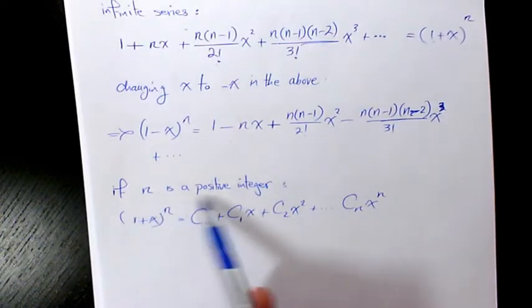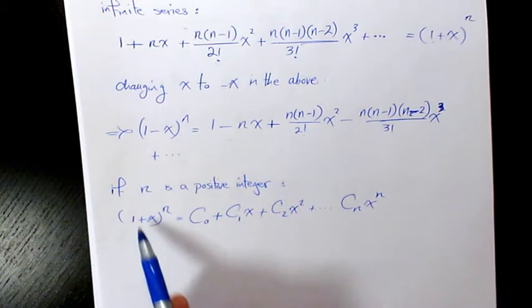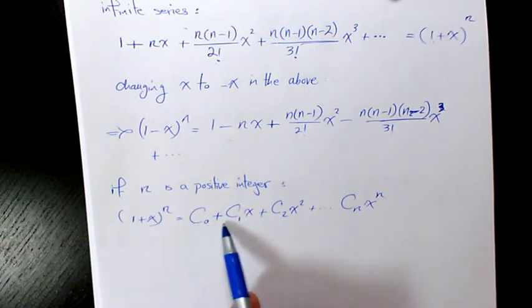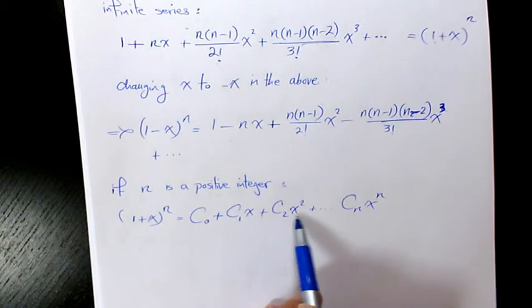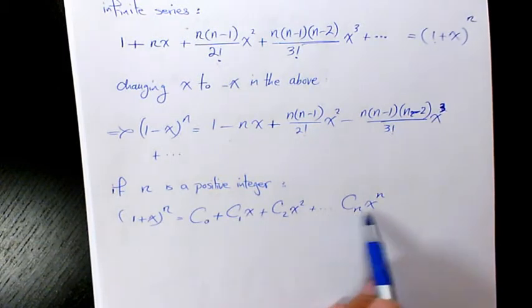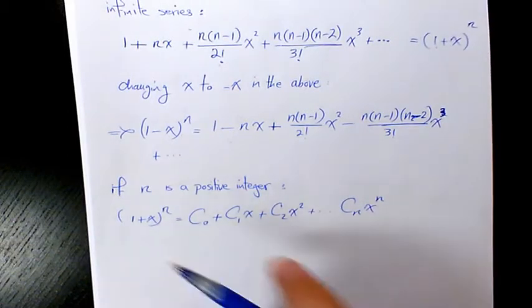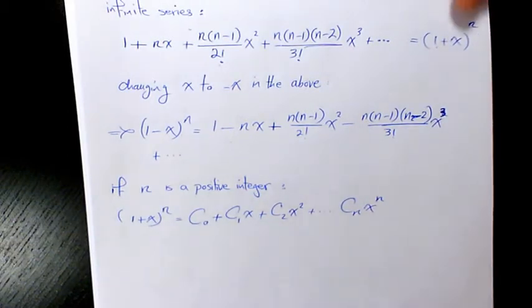If n is a positive integer, it's going to be (1 + x)^n equals c0 plus c1 x plus c2 x squared plus all the way to cn x to the power of n. As you see here, we have a finite number of terms for positive integers.